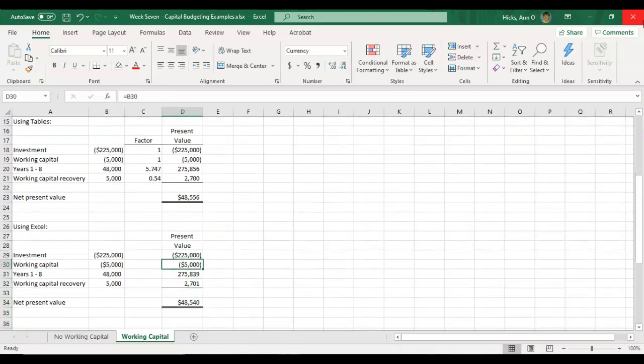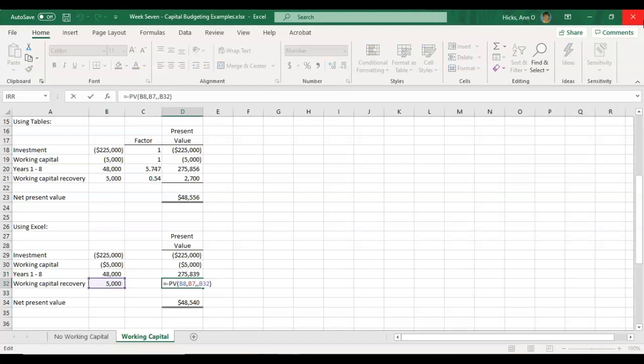And then we can do the same thing using Excel. Everything is identical to the previous example. The one difference is the working capital recovery, again, is a one lump sum. You will notice if you look at the formula that I have an empty space. That's because in this case, we don't have a payment. We have a lump sum, a single payment, not a periodic payment. And that's the way Excel knows whether or not to interpret this as one payment or multiple payments. And again, we get a little different number, but not hugely different.